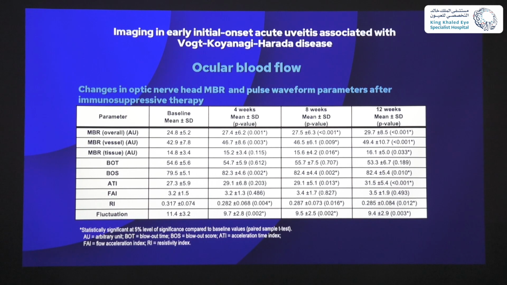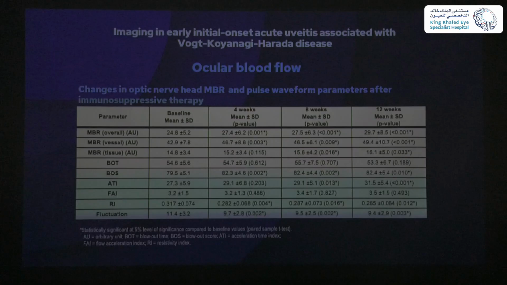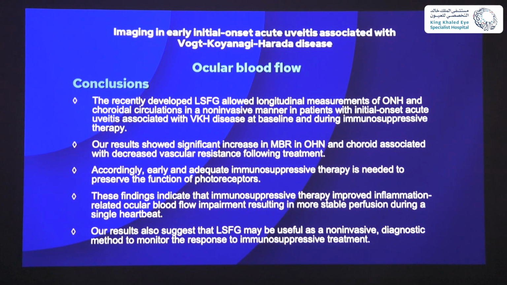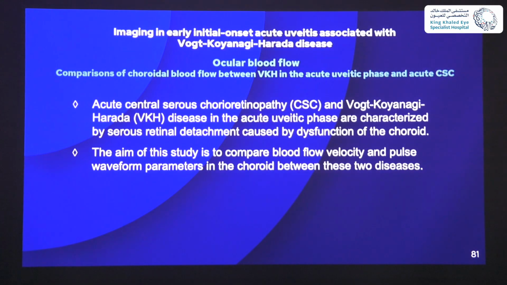So we showed here that immunosuppressive therapy is very useful to improve choroidal blood flow and even the hemodynamics of the choroidal blood flow. So why is this important? Because as I said, the photoreceptors depend on the choroid for their oxygen and nutrient supply. So we need to improve the choroidal blood flow as soon as possible to improve nutrition to the photoreceptors. So this is the main conclusion here, that early and adequate immunosuppressive therapy is needed to preserve the function of photoreceptors by improving the blood flow.